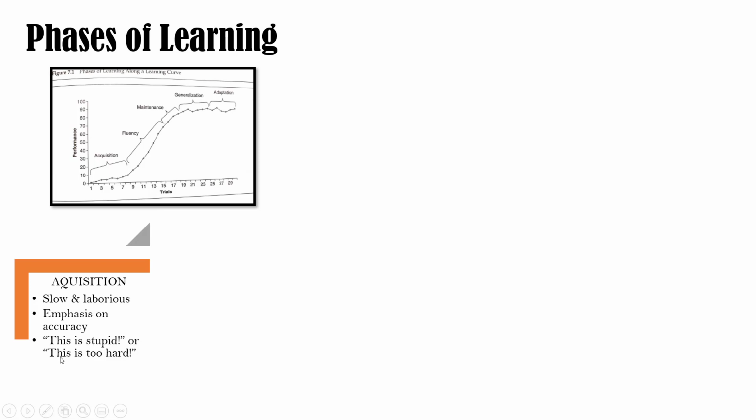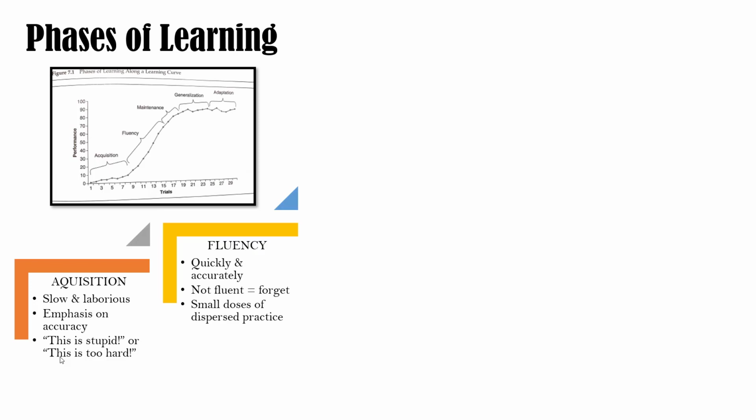Once the kid has acquired the skill and is consistently responding correctly, then they move into the fluency stage. The fluency stage focuses on them responding quickly and accurately. You can see the steep slope in the fluency stage up here. The fluency stage is something like, after they've acquired their math facts, you're going to work on them saying as many as they can within 1 minute.